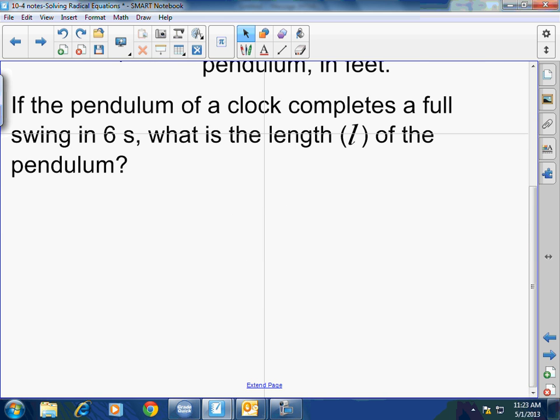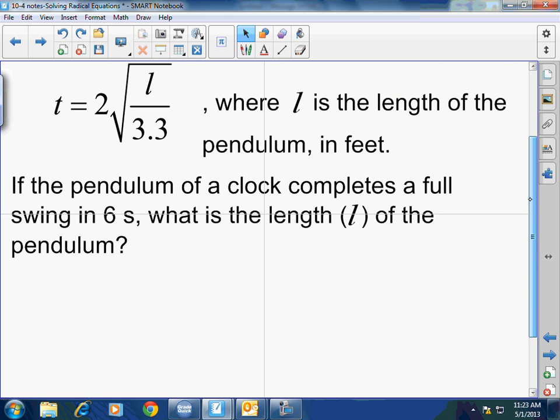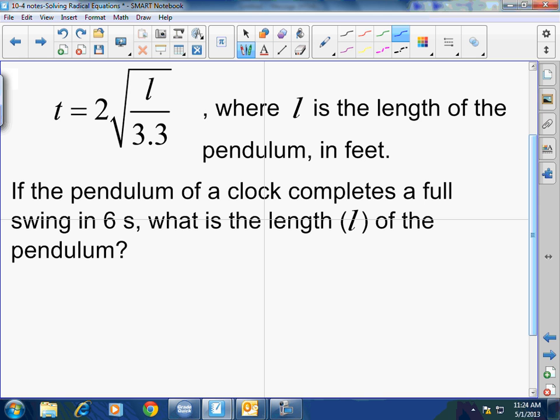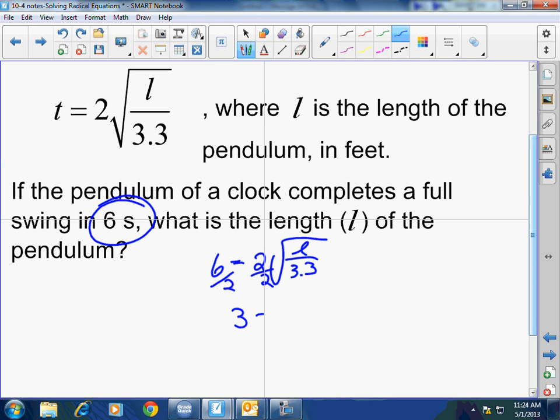Check this out, how easy this is. You just plug it in. What did they give you? What variable did they give you? There's 6 seconds. What is that? The t. Very good. So doesn't 6 equal 2 times the square root of L over 3.3? Okay. Is something being multiplied to that L? What is being multiplied? How do I get rid of that 2? Oh yeah, divide by 2. So I got 3 equals the square root of L over 3.3.